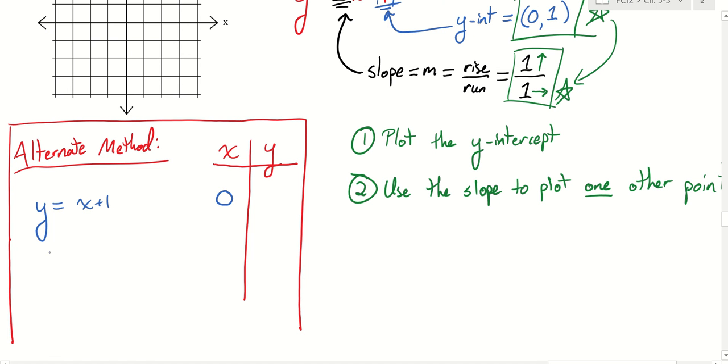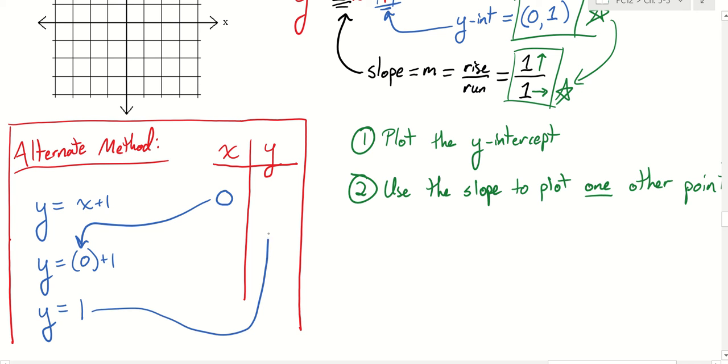So y equals 0 plus 1. That will give us y equals 1. So when we plug 0 in for x, we get 1 for y. That's an ordered pair right there. That's one ordered pair. We can do this again if we like.